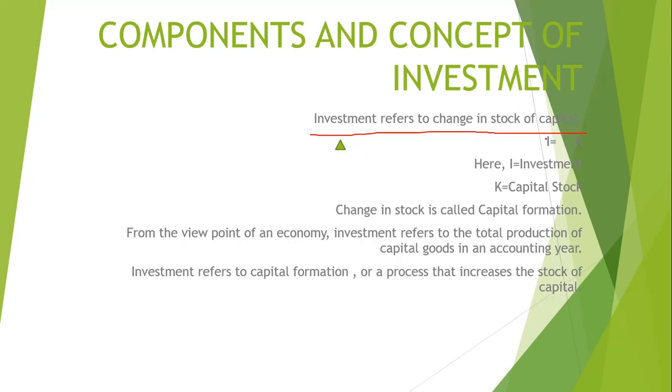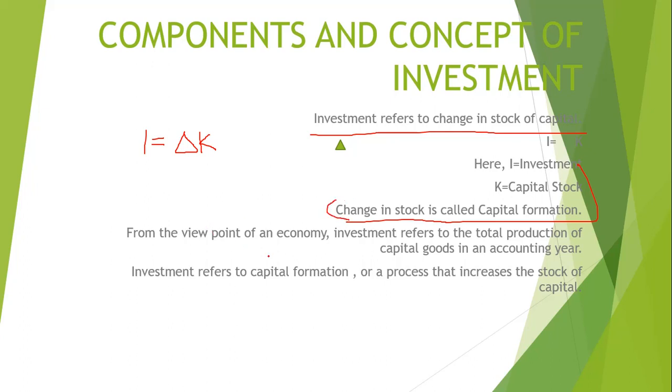So here I equal to change in K. Here I refers to investment and K refers to capital stock. This is delta, delta means change. Change in capital stock equals investment. As it is written here, change in stock is known as capital formation.